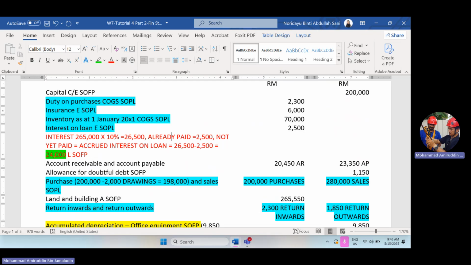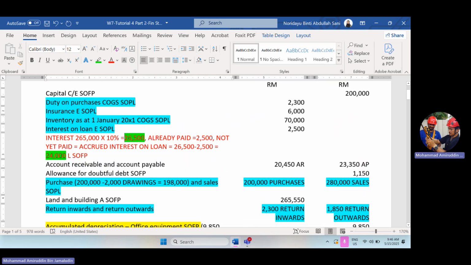26,500, 2,500, 24,000. Come on. 26,500. Very good. This one is charged to SOPL, because how much are you supposed to pay? Go to SOPL. Okay, not 2,500.